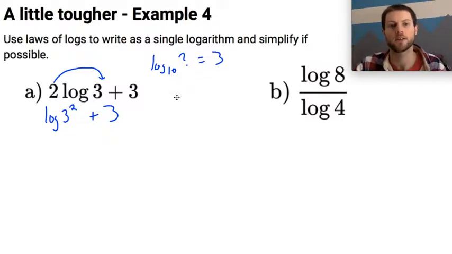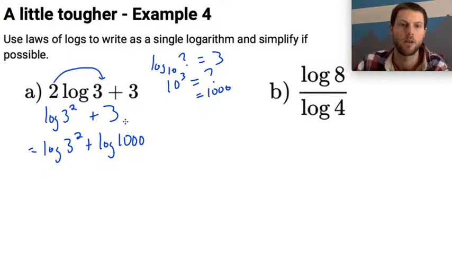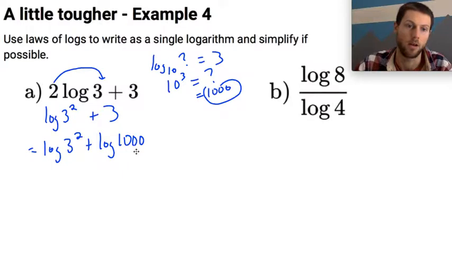So another way of saying this is 10 to the what power equals 3? 10 to the third power equals what? And that what is 1,000. So really I could rewrite this as log base 10 of 3 squared plus log of 1,000, since 3 is equal to log of 1,000. And again, that conversion, I'm thinking 10 to the third equals what? This is how I get my log.